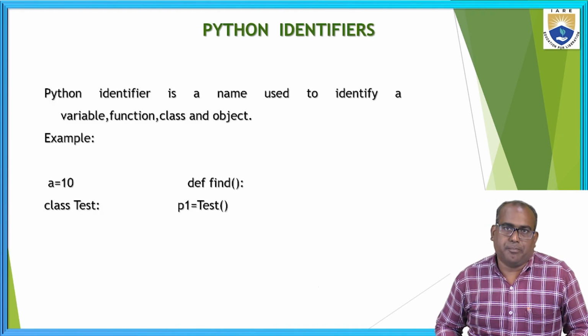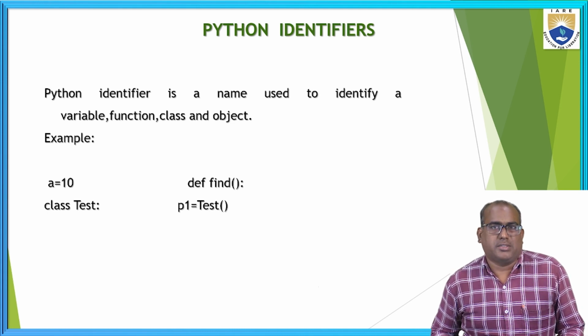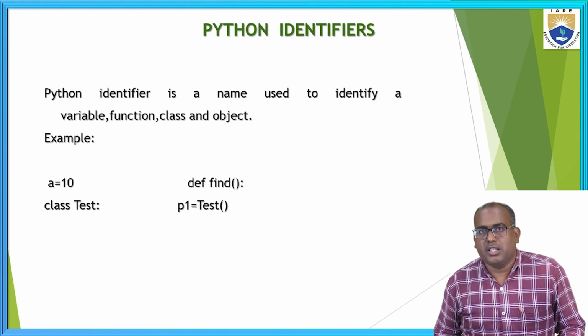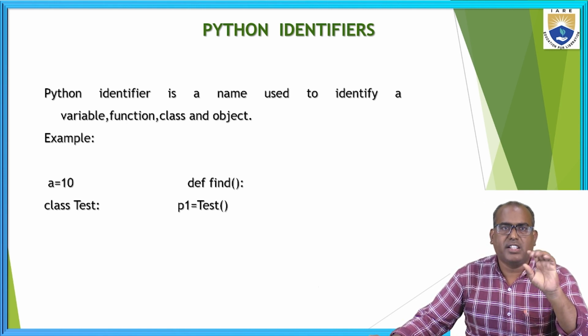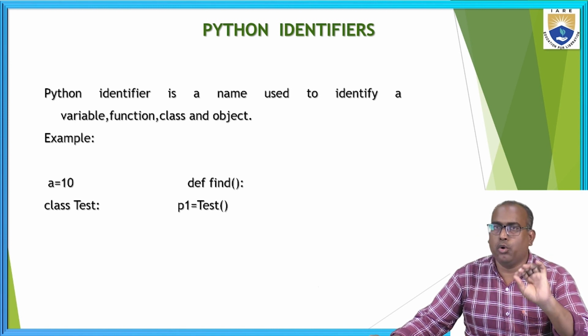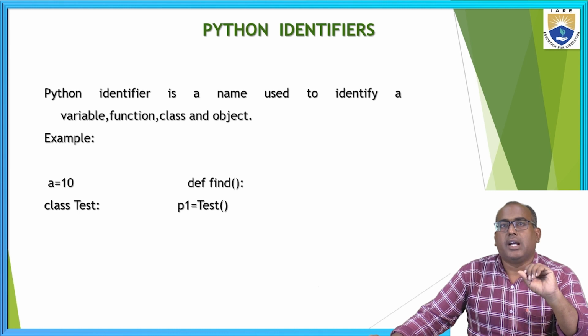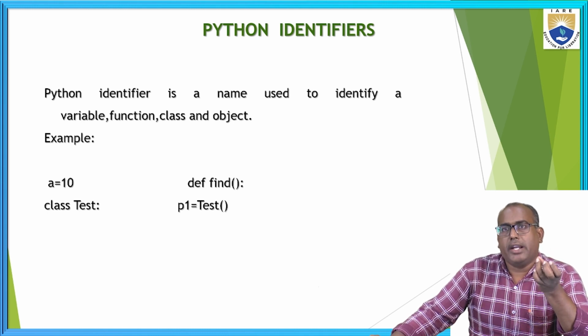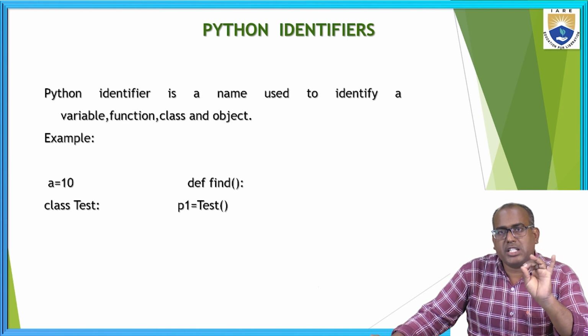Python identifier. What are Python identifiers? Suppose in a class, we can identify the students with the help of their names and roll numbers. In the same way, in the Python language, with the help of a name, we can identify the class, function, object, variables. The name which is used for the identification purpose is known as the identifier.